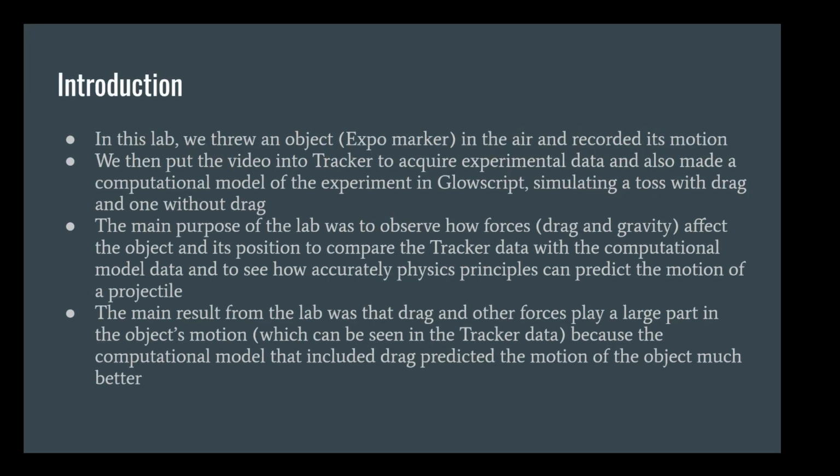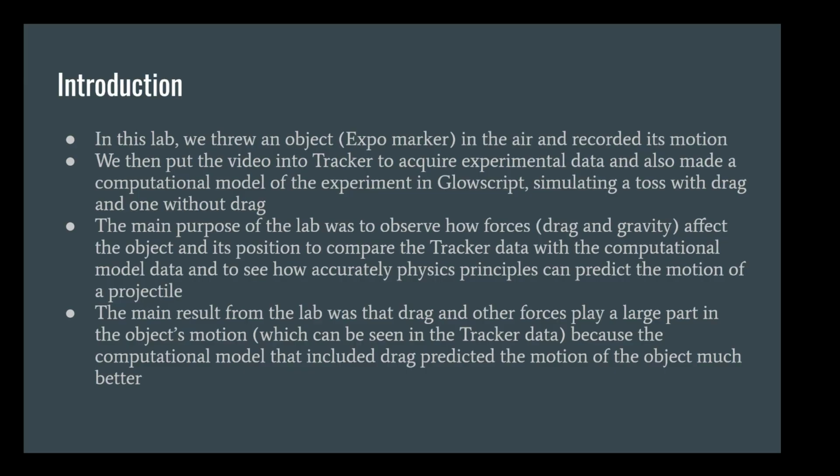So, an introduction. In this lab we threw an object, which is an Expo marker, in the air and recorded its motion. We then put the video into Tracker to acquire experimental data and also made a computational model of the experiment in GlowScript, simulating a toss with drag and one without drag. The main purpose of the lab was to observe how forces such as drag and gravity affect the object and its position, to compare the Tracker data with the computational model data, and to see how accurately physics principles can predict the motion of the projectile.